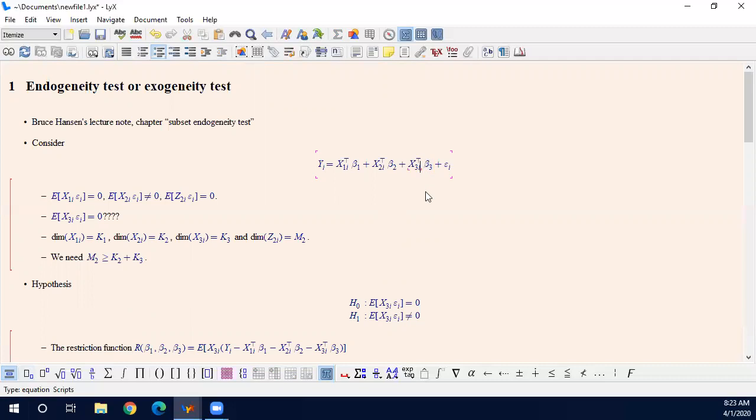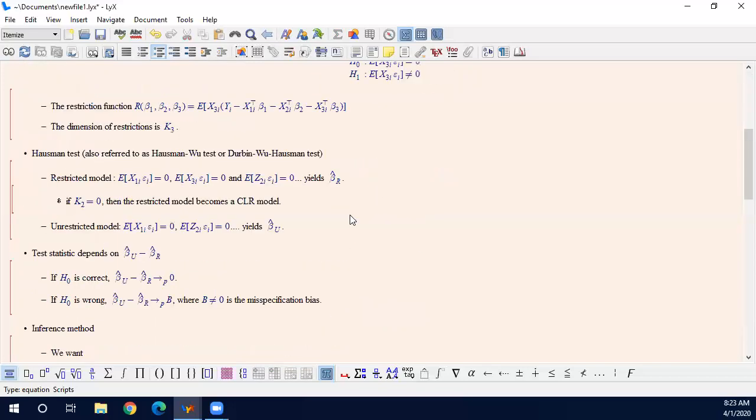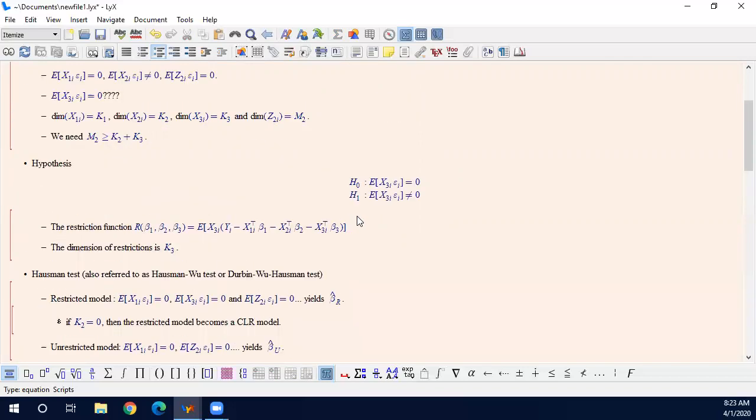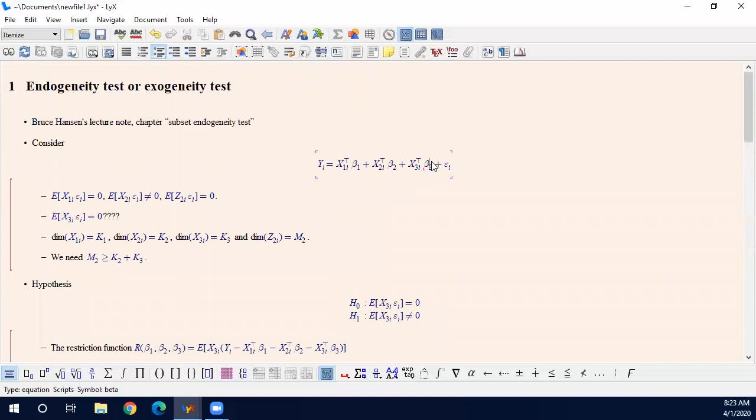That's what you need. And you can think of it this way. The point is beta 3, and beta 1 and beta 2 just follow beta 3. If beta 3 is given, then the estimation of beta 1 and beta 2 is the same in the unrestricted model and the restricted model. They are utilizing the same assumptions. The main difference is coming from beta 3, how to handle beta 3.